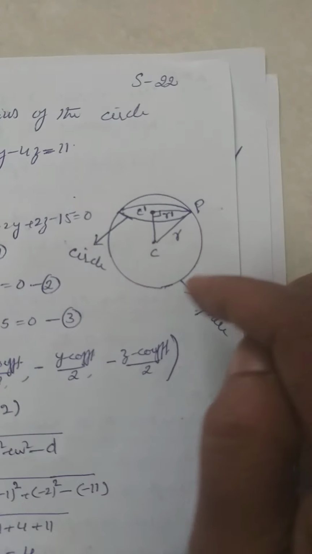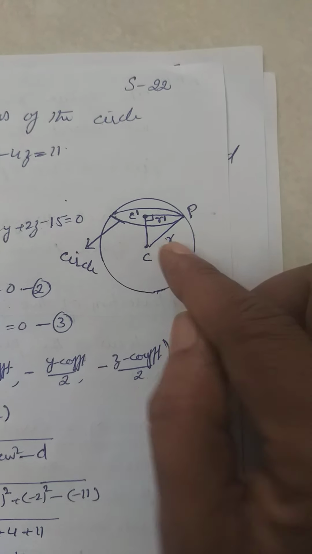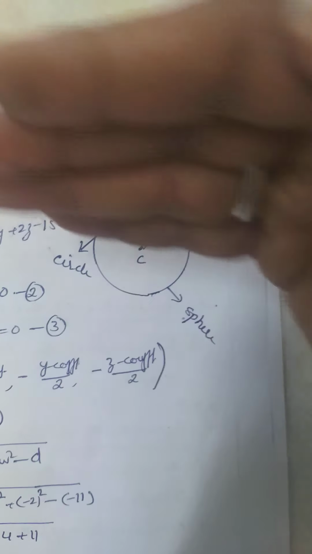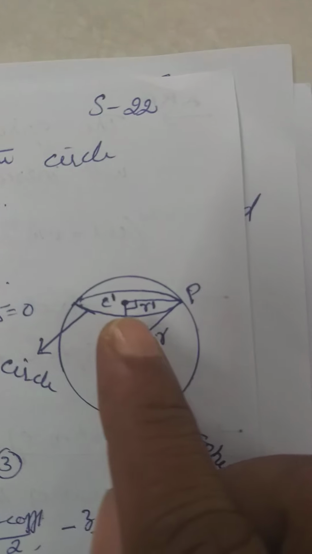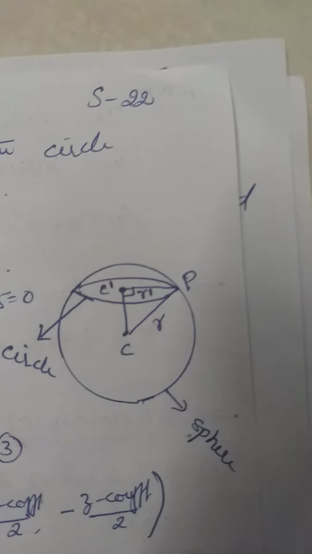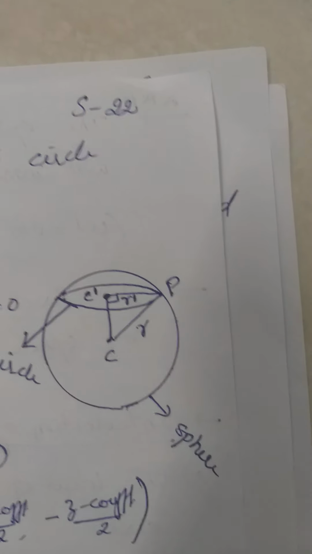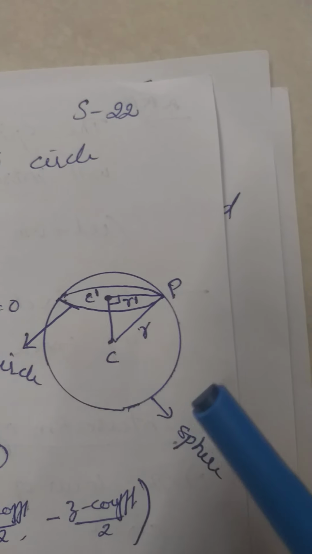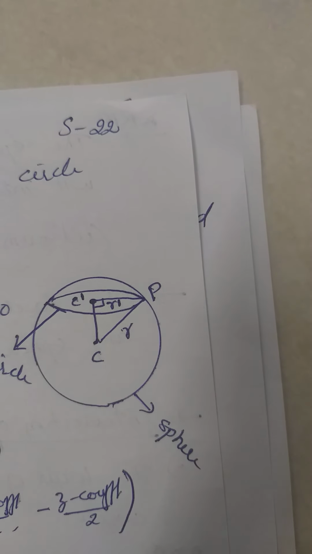Now, let's draw the diagram. This is a given sphere whose center is C and radius is r, right? The plane cuts the sphere at this point, therefore that common portion is a circle. Now the center of the circle is denoted by C dash, and the radius of the circle we are denoting by r dash, right?